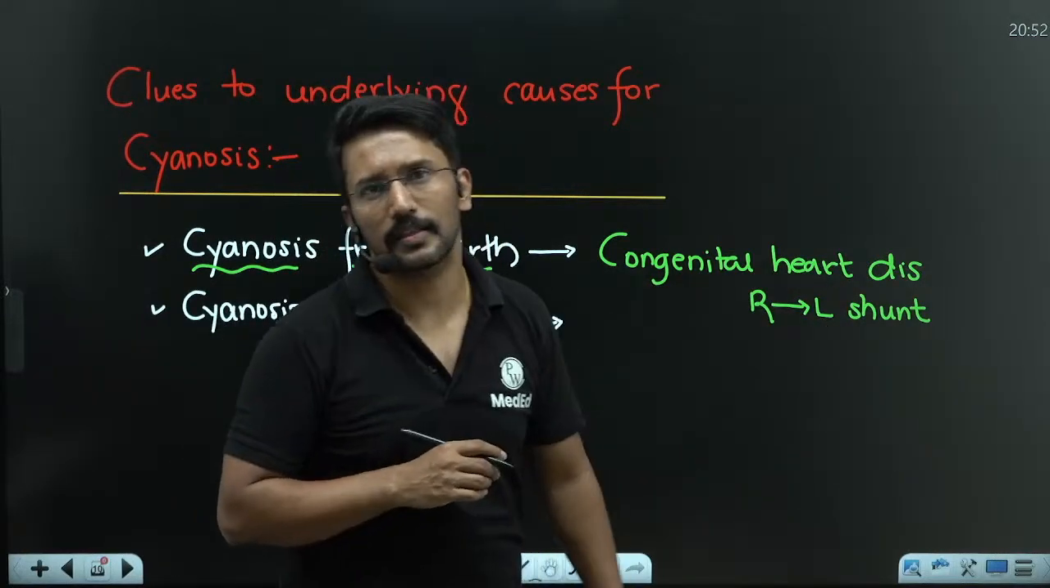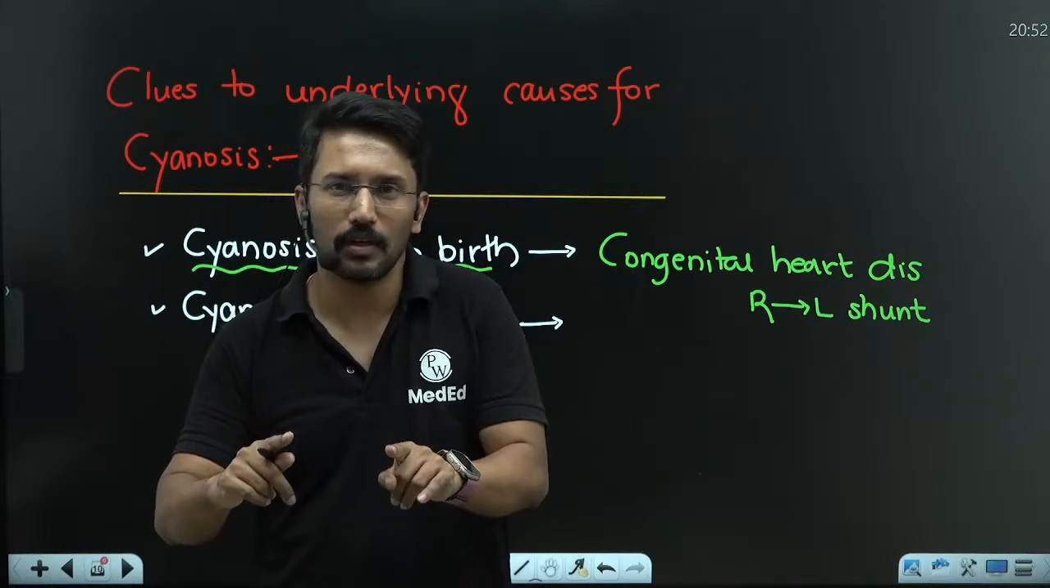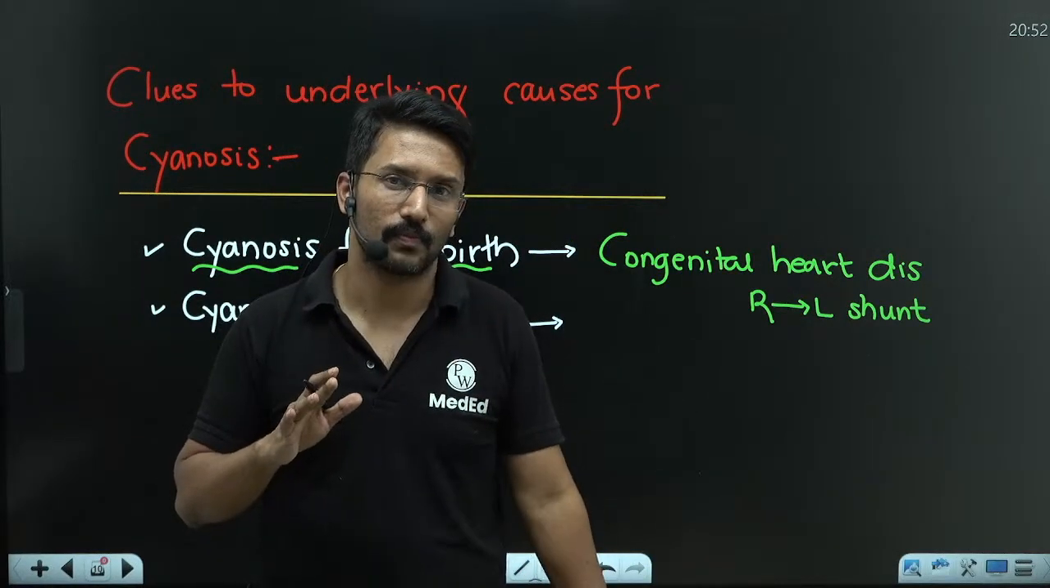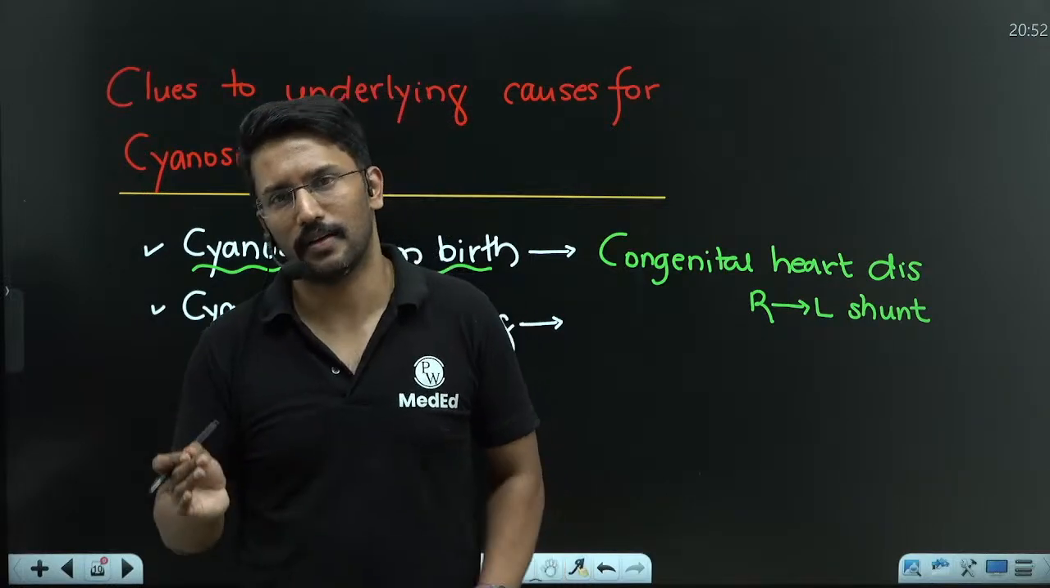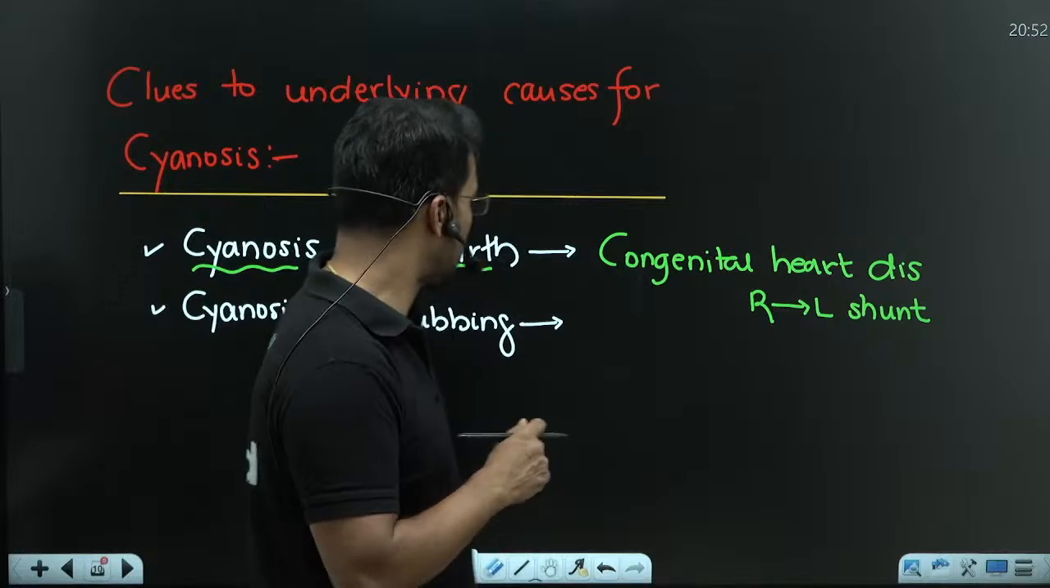Congenital heart diseases. Nilanjan, methemoglobinemia can be an inherited disorder or it can also be acquired. It need not always be inherited. So you can see it appear later in life. If it is inherited, it might be there at the time of birth.